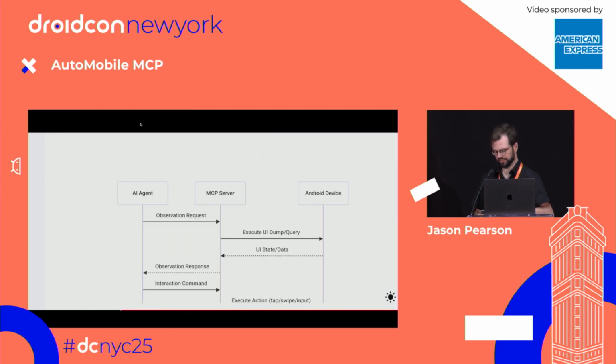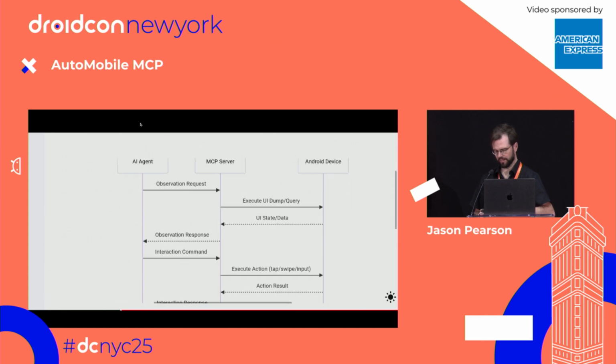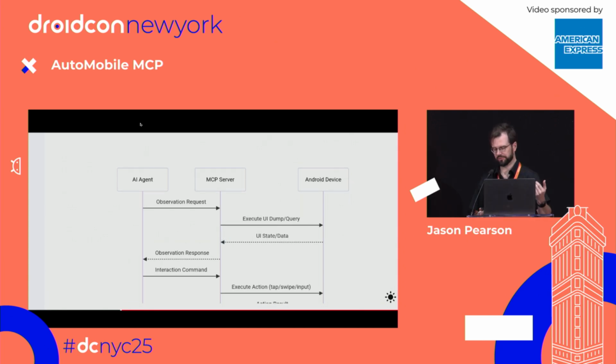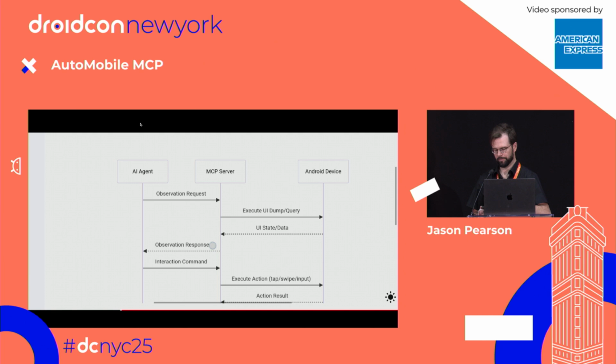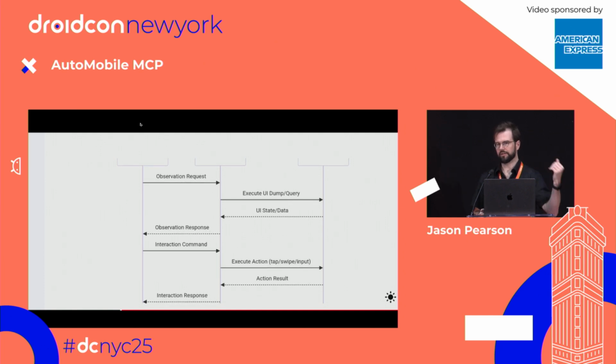So that's how I came up with this general system: the AI agent, the MCP server, and the Android device, where on every single interaction, there's an observation request. We execute a UI dump of some kind. We get that state data back. We do the observation, and then we do an interaction command. And this is all one tool call, not multiple separate ones.